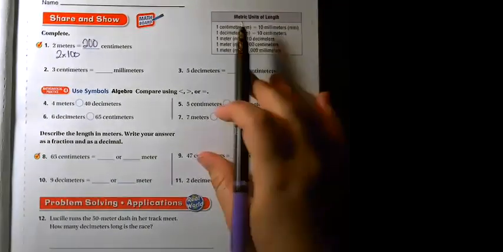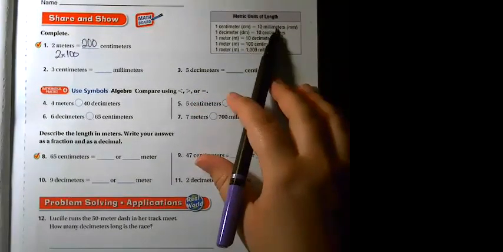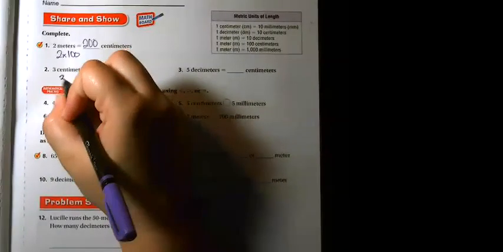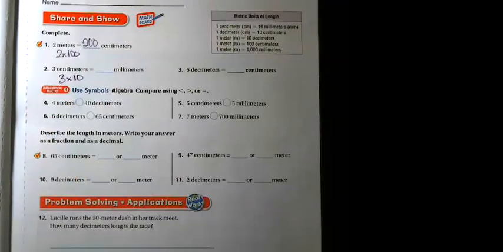Okay. My next one, I'm going from centimeters to millimeters. So if I looked at my chart, 1 centimeter equals 10 millimeters. So I would do my 3 centimeters times 10 to get my millimeters.